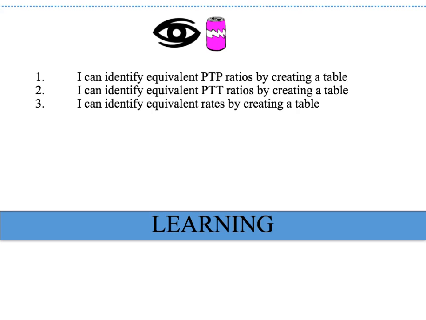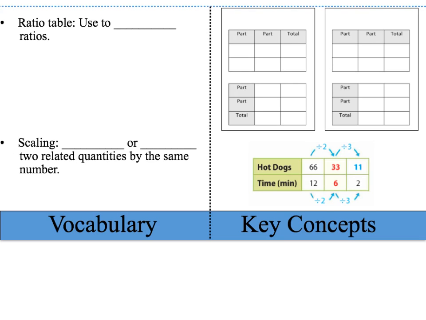The first one says I can identify equivalent part-to-part ratios by creating a table. The second one says I can identify equivalent part-to-total ratios by creating a table. And the last one says I can identify equivalent rates by creating a table. So let's go ahead and talk about some vocabulary and key concepts.